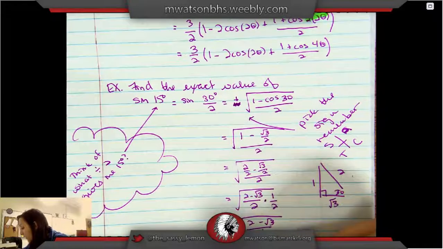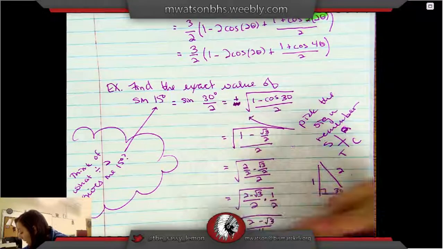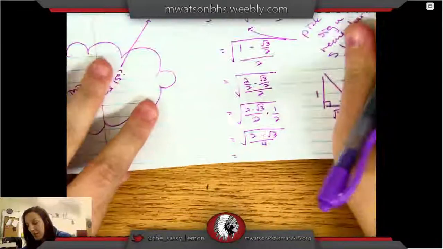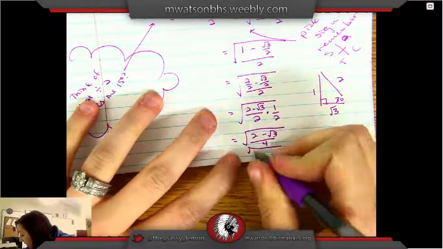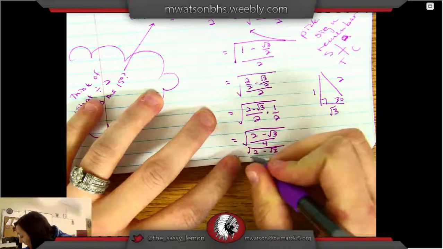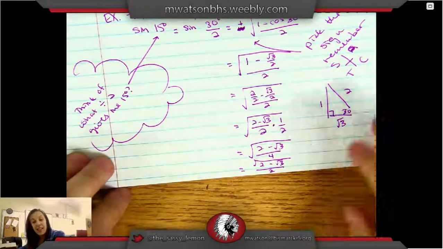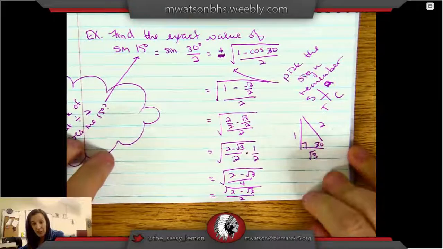And we can square root the bottom and top individually. And our final answer is the square root of 2 minus the square root of 3 all over 2. Phew! These are yucky algebra problems, okay?